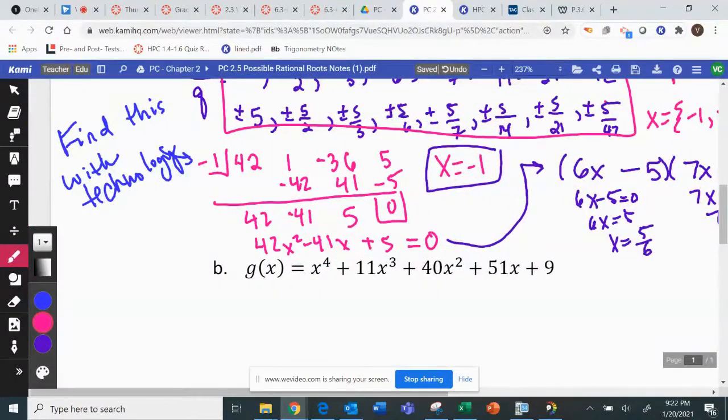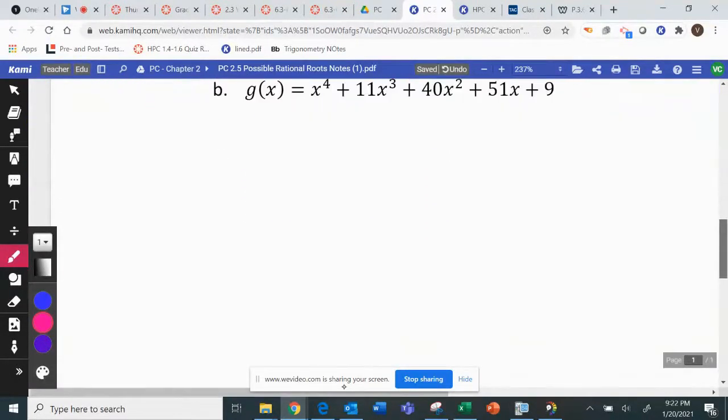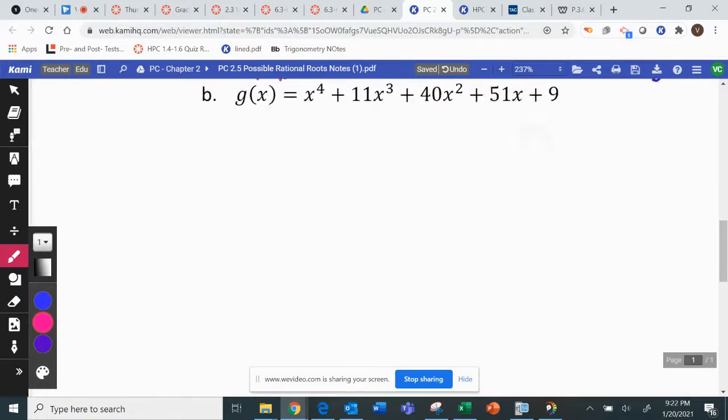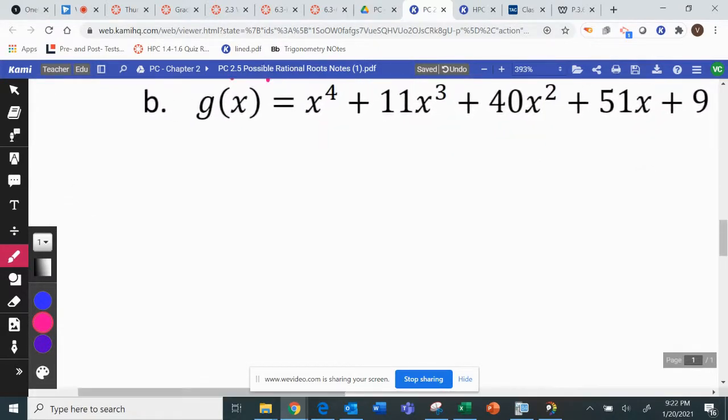Question B. We're going to start with the p over q first. I'm going to zoom in because I feel like I need more space. I'll change my writing. Here we go.